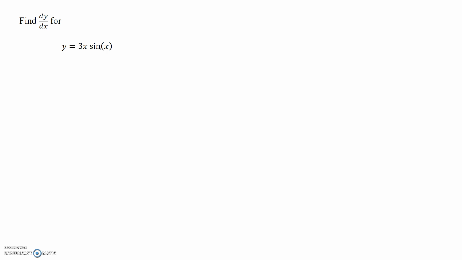rule. So, product rule, remember we need to introduce a u and a v for the two different parts of the equation. So I'm going to call this part in here u, this part here v, and we need the derivative of both parts. So start with u is equal to 3x. If we take the derivative of that with respect to x, it's just going to leave us with 3 on its own.